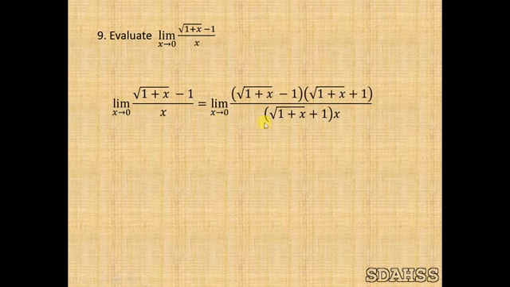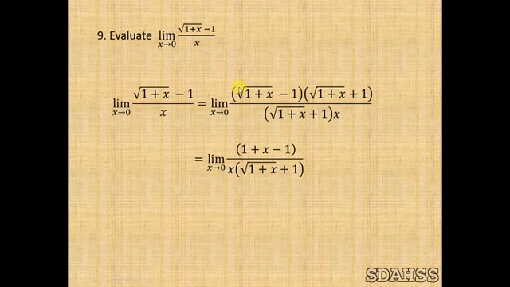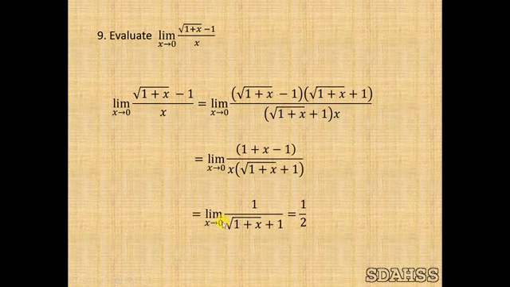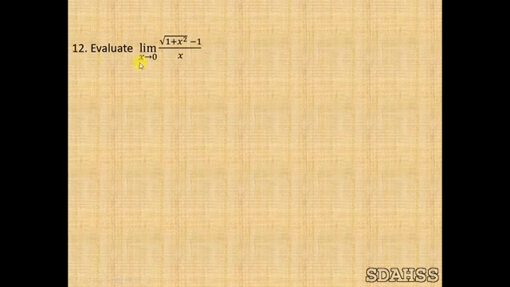So this can be written as limit x tends to 0, 1 plus x minus 1 divided by x into root of 1 plus x plus 1. Now plus 1 minus 1 cancel, x also cancel. Now you have limit x tends to 0, 1 divided by root of 1 plus x plus 1. Now substitute x is equal to 0. So you have 1 divided by 1 plus 1. 1 plus 1 is 2. 1 by 2.